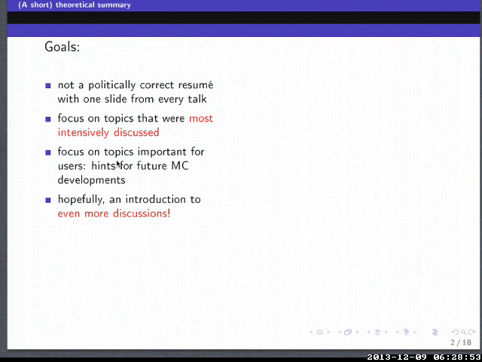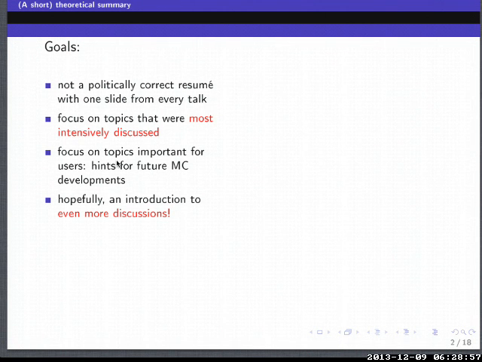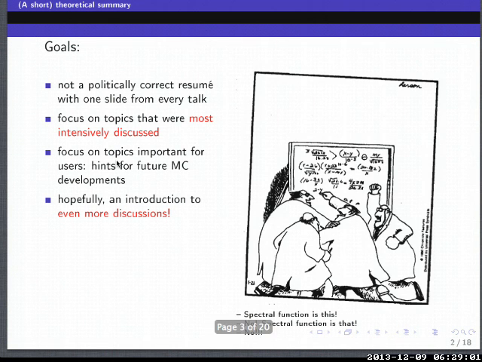And perhaps everybody is tired, so probably there will be no more discussions. But in fact, those who were here can only agree with me that the atmosphere was such that there were many discussions.